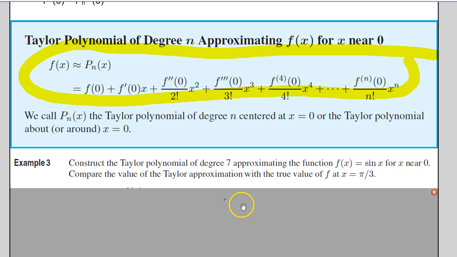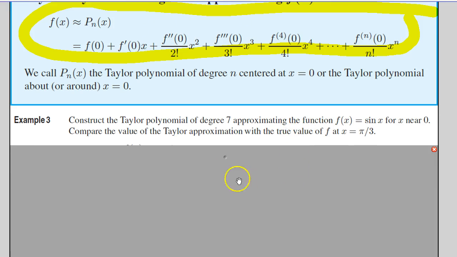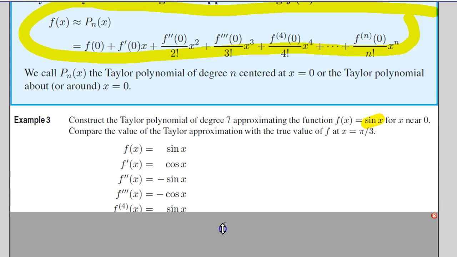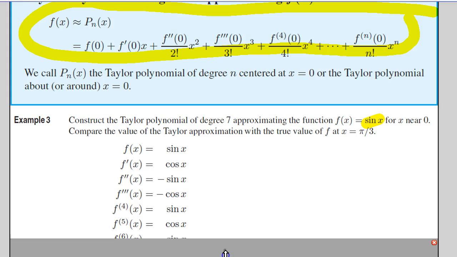We're not going to do that in the video, but you can on your own. So in this case, n is 7, so we actually need 8 terms: f of 0, f prime, f double prime, all the way up to f to the 7th power. And because we're dealing with sine of x, we know the derivative of sine of x is cosine of x, and the derivative of cosine of x is negative sine of x, and vice versa.